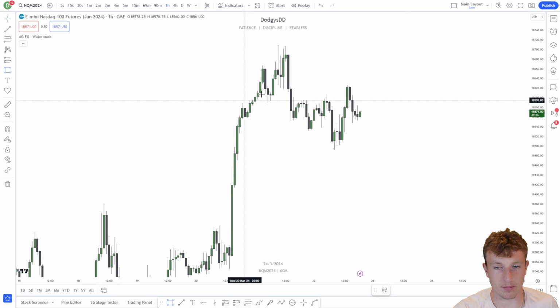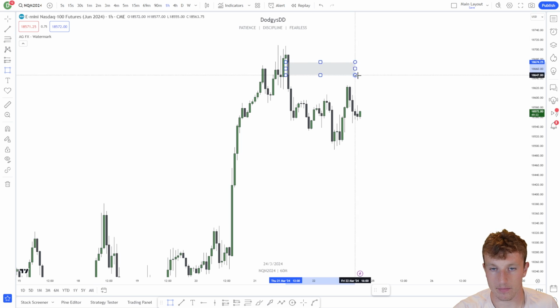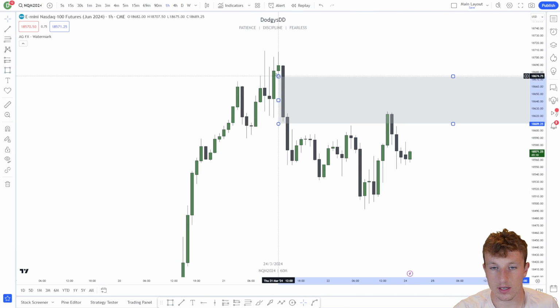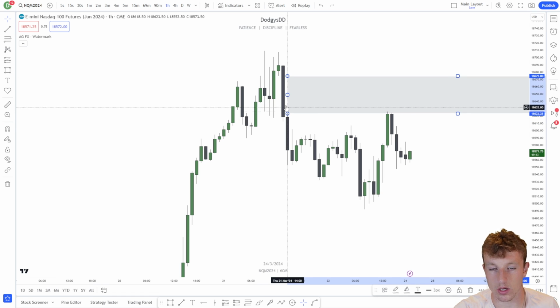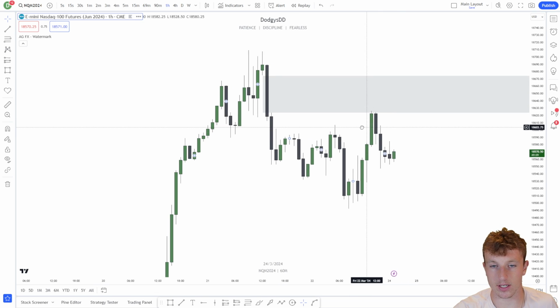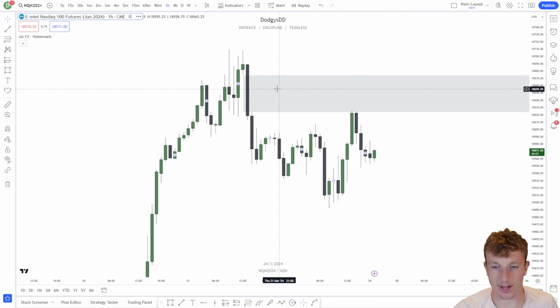If we take a look at some examples on the chart, an example of a fair value gap would be something like this, because you can clearly see this wick here. Let me just zoom in a little bit. This wick here does not overlap this wick here. So it creates this hidden gap in price, and this is considered a bearish fair value gap.